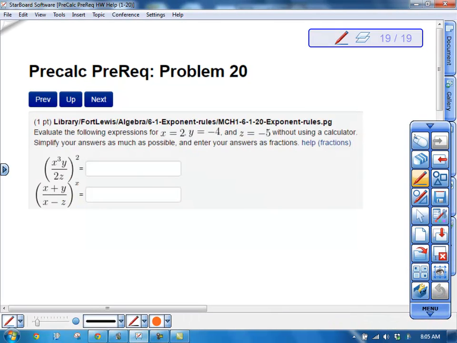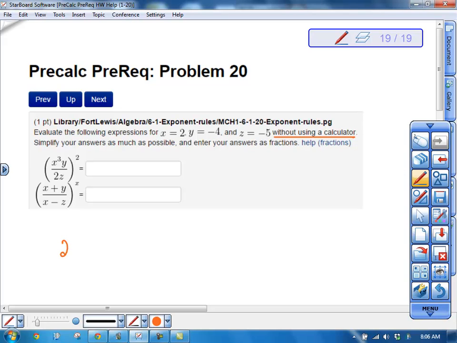Next problem says evaluate. It does say without using a calculator, so I would definitely do that whenever possible because you're going to have to do problems without a calculator potentially at your college placement test or in college. It's good practice. So try to do every problem without a calculator first if you can. All right, so x equals 2.